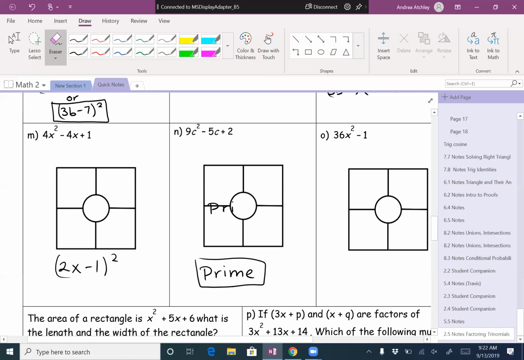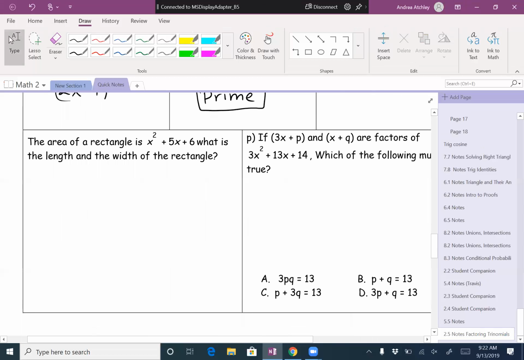Okay, we're going to go down here. In our homework, it's going to talk about the area of a rectangle being x squared plus 5x plus 6. What is the length and the width of the rectangle? All that's trying to ask you is to factor it. So you're going to draw your box. I want to see a lot of boxes on your homework. Draw your boxes. They gave you the area of the rectangle and they want you to find the length and the width.